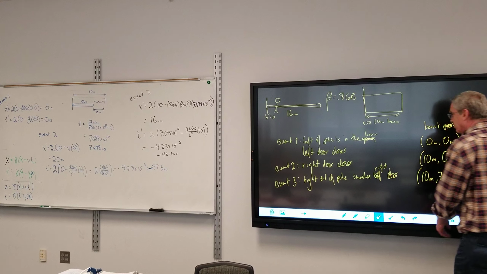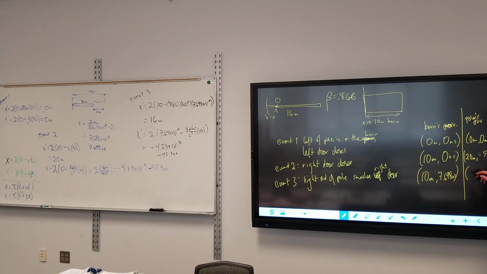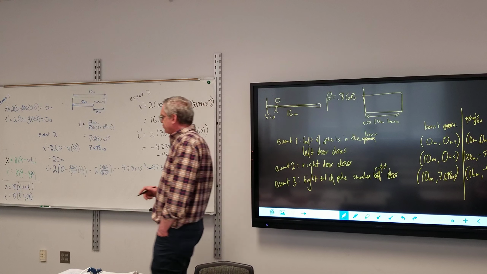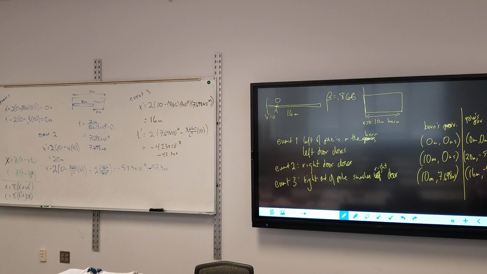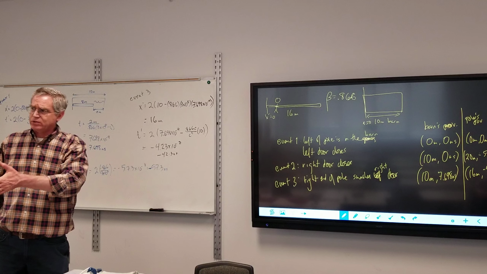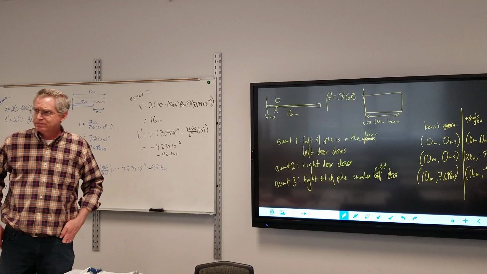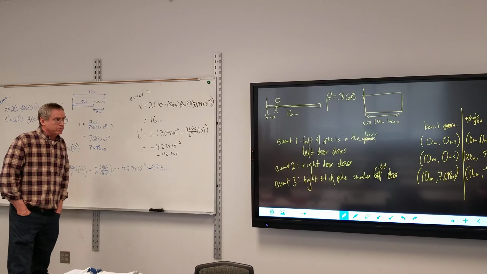So the right door, the pole smashes into the right door from the pole's point of view at 16 meters, negative 42.3 nanoseconds. So, from the barn's point of view, both doors close simultaneously, and then the pole hits the right door. From the pole's point of view, the first thing that happens is the right door closes, then the pole smashes into it, and then the left door closes. They happen in a different order.